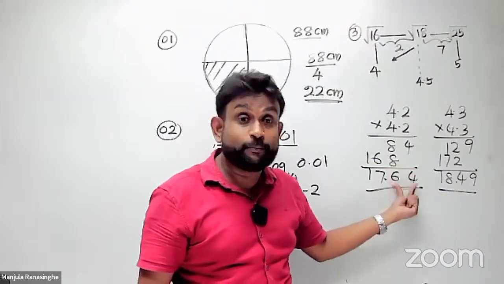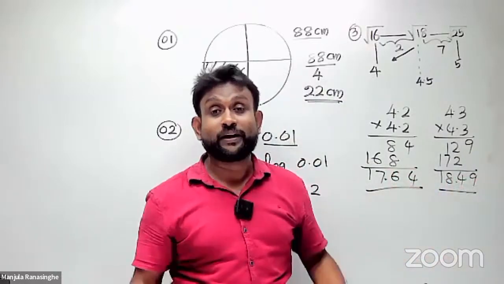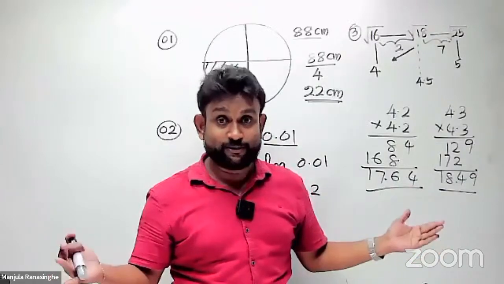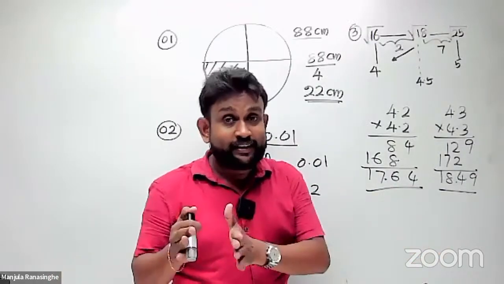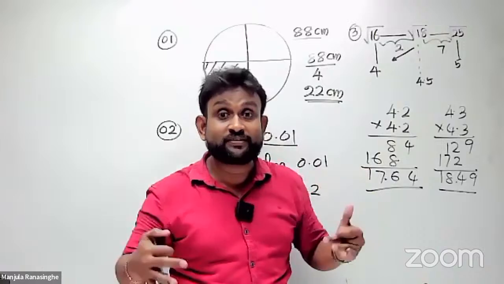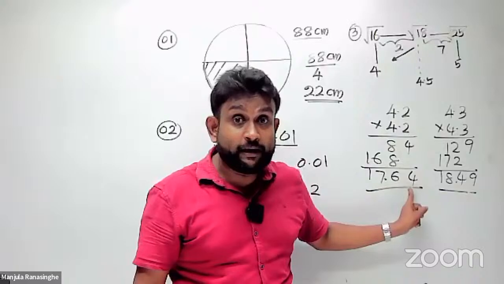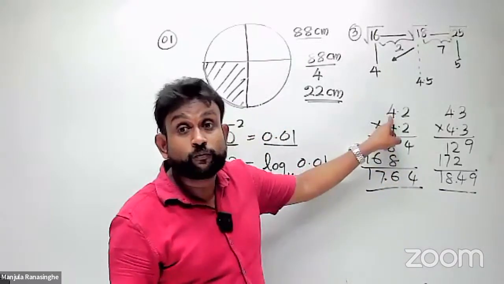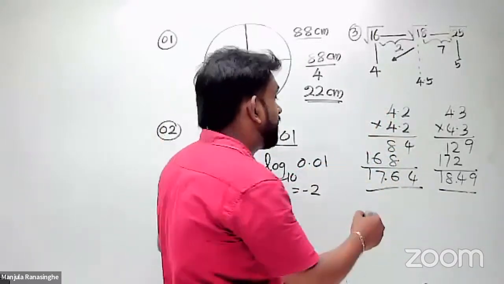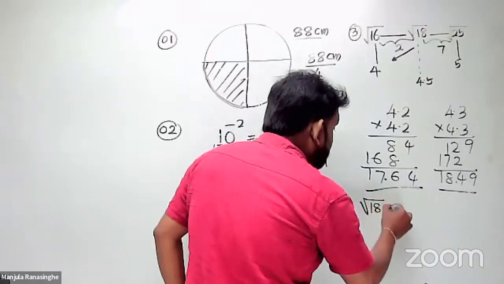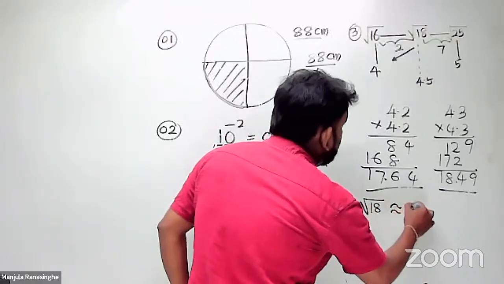Here 36 gap, here 49 gaps. So what is the lower? 36. Not actually 36, 0.36, but in your mind, check without any subtraction. Right? 36, 49. So this is the lower gap. So it belongs to 4.2. 4.2 is the answer. So you write root 18. This is an approximation to 4.2.